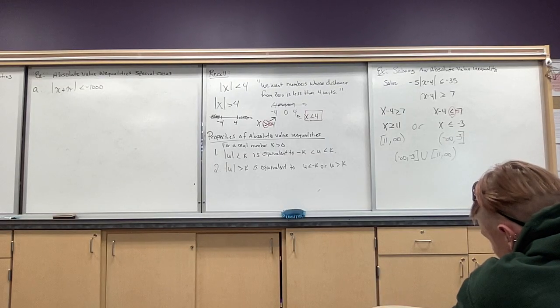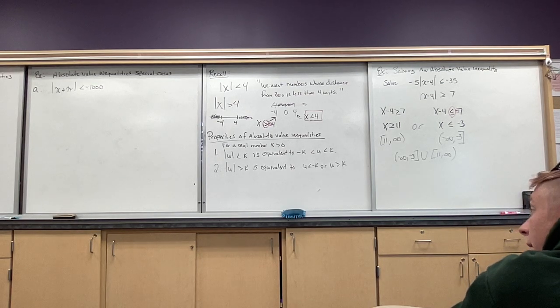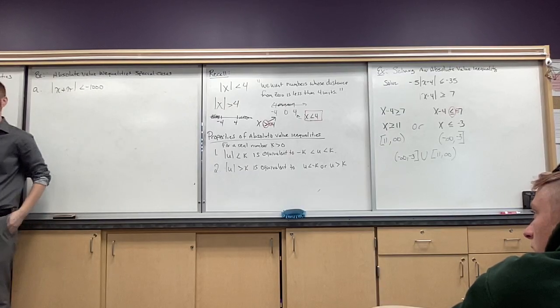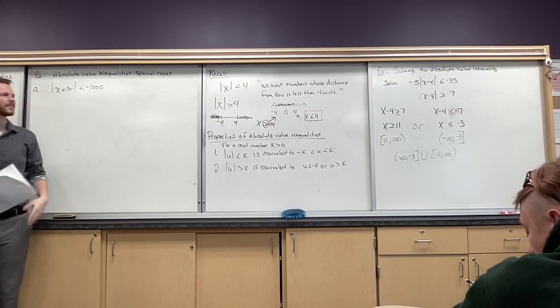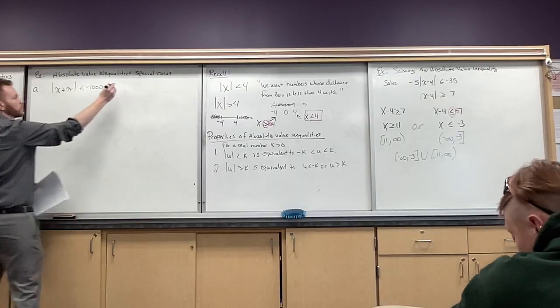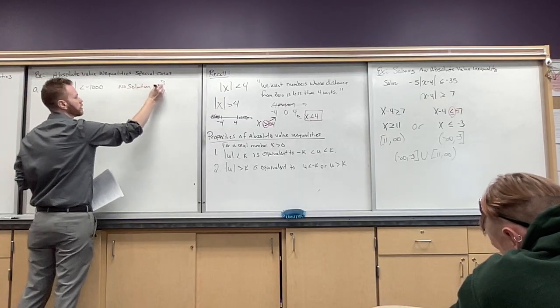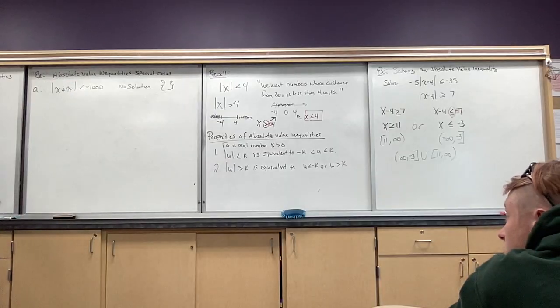So, first one. Well, is that a true statement? Can that actually happen? No. Can you have this distance from 0 less than 1,000 units? No, that doesn't make sense at all. So this is a no solution. So no solution, therefore just empty brackets, right? Empty brackets mean no solution.